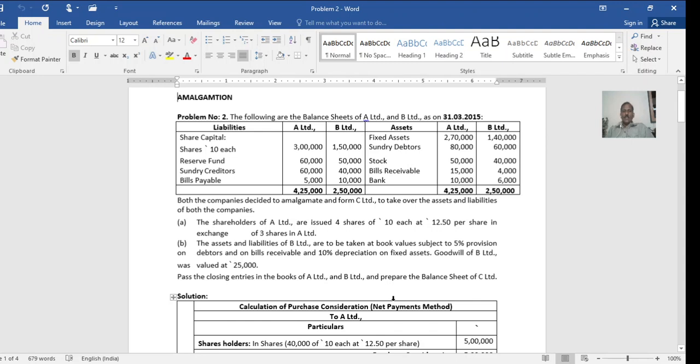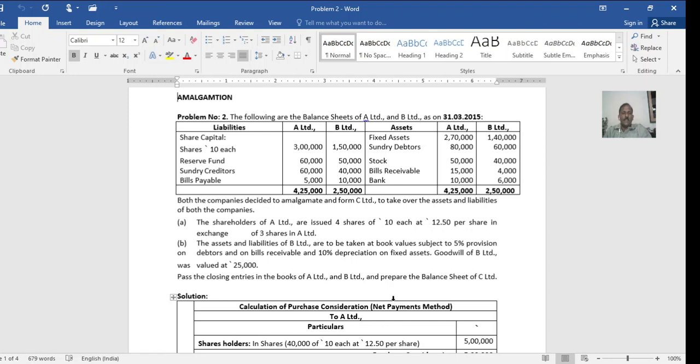The following are the balance sheets of A Limited and B Limited as on 31st March. Share capital: 3 lakh for A Limited, 1,50,000 for B Limited. Reserve fund 60,000, 50,000. Creditors 60,000, 40,000. Bills payable 5,000, 10,000. Assets: fixed assets 2,70,000 and 1,40,000. Debtors 80,000, 60,000. Stock 50,000, 40,000. Bills receivable 15,000, 4,000. Bank 10,000, 6,000. The totals of the balance sheets are 4,25,000 and 2,50,000 respectively for A and B Limited.